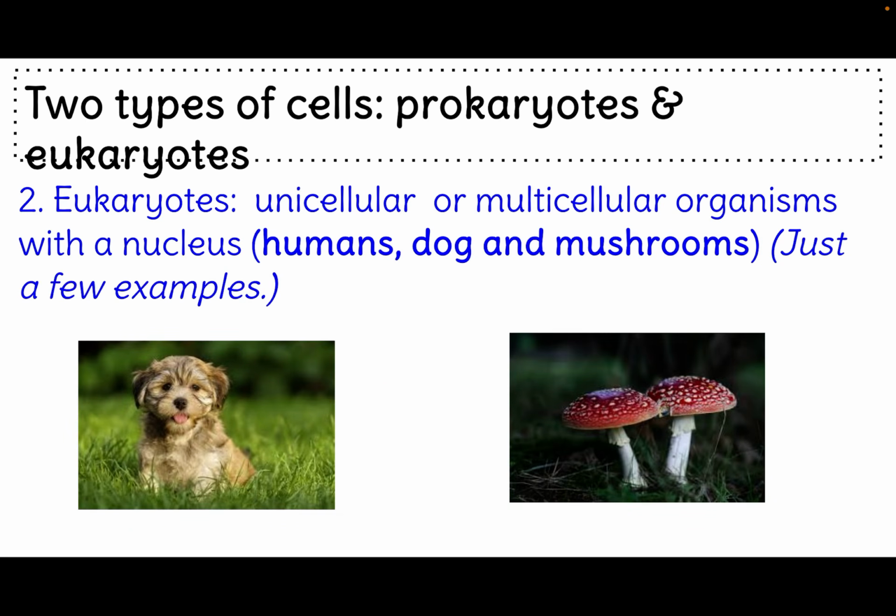We then have eukaryotes, and eukaryotes are going to be unicellular or multicellular organisms. These organisms have a nucleus that contains their DNA. Some examples here would be humans, dogs, mushrooms.